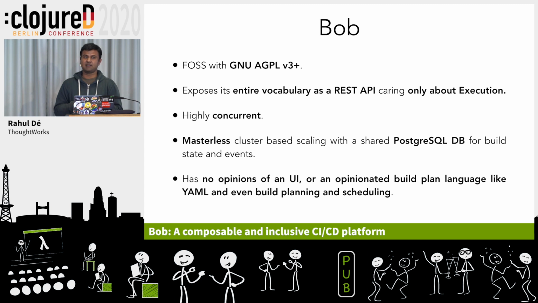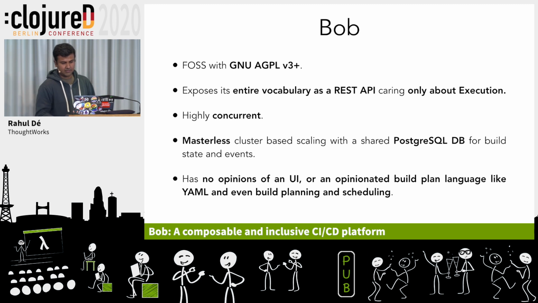One of the things that a lot of CIs use right now is a singular worker node setup, which again poses its own problems. How do you update the master itself? What if the master goes down? How do you scale the master? Right? How do you deal with multiple states on the master? And the thing here is, it has no opinions on UIs, build plan languages, or even how to schedule the builds, when to schedule the builds. How do you trigger something? These are the things that should be done externally.